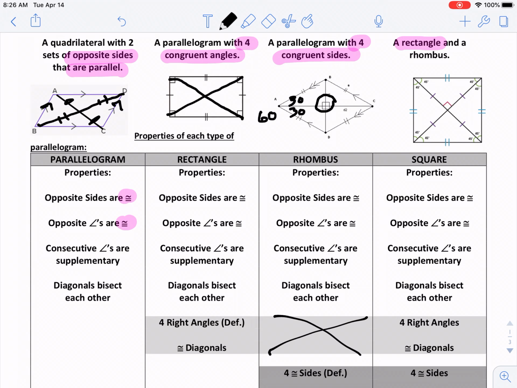Since it's a type of parallelogram, if A is 60, A and D in total have to be 180 because they're supplementary. So this would have to be 120. The diagonal splits it in half, so we got 60 here, 60 there. Obviously, we could find the other ones there too. Those are the special things about a rhombus.